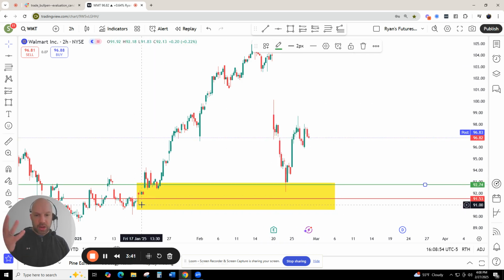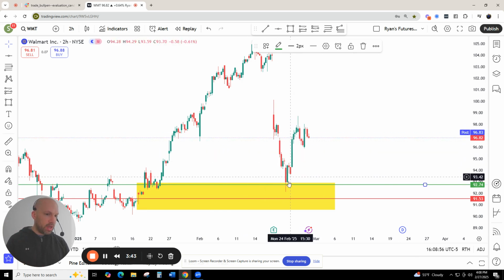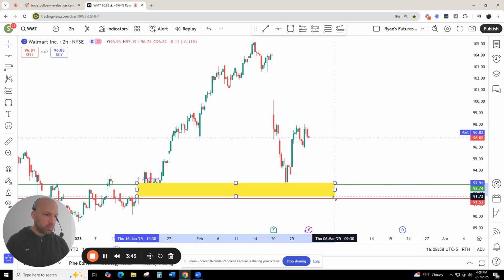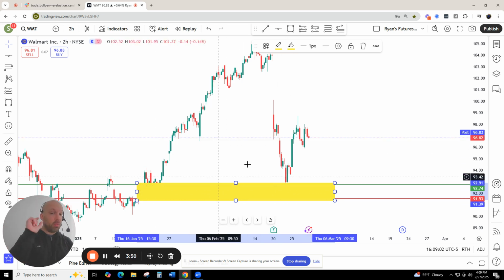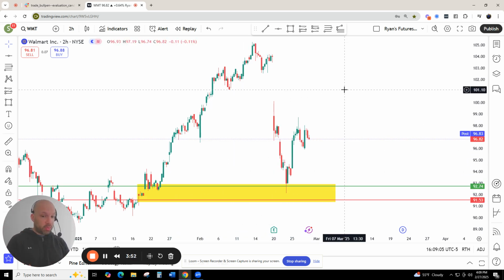This is what we call the setup, okay? And then over here, I'll clean this up a little bit. This is your setup. Then there's the triggering event, okay? Remember, this isn't breakout trading, right? Supply and demand is not about that. So we need the trade to come to us.